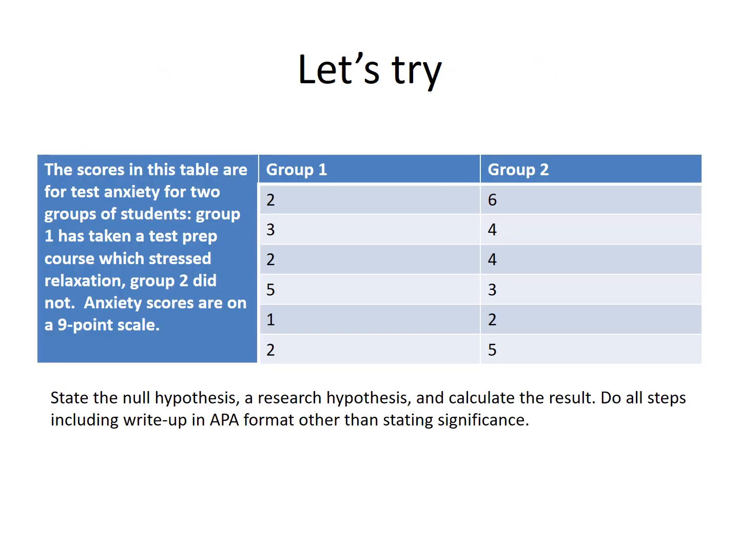Okay, so let's try that with some data here. I've given you scores for two groups of data and a hypothesis. The scores in this table are for test anxiety for two groups of students. Group 1 has taken a test prep course which stressed relaxation. Group 2 did not take this relaxation course. Anxiety scores are on a 9-point scale. Let's look at our raw data here.